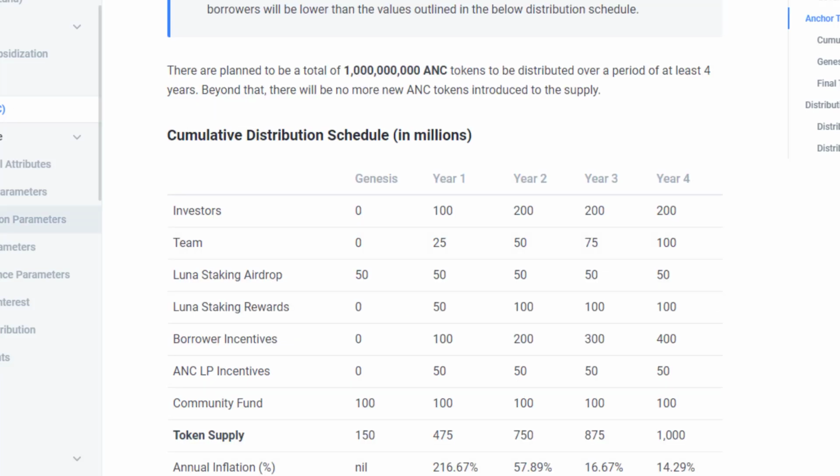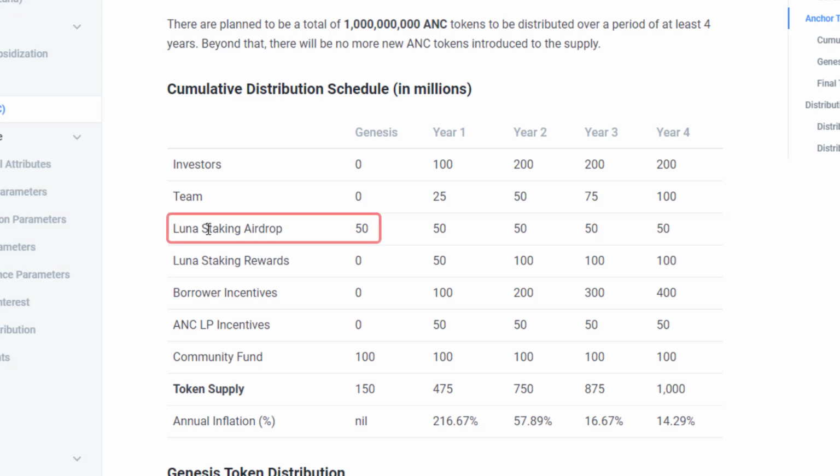Now, in terms of the token supply, there's going to be a total of 1 billion ANC tokens, which are distributed over a 4-year period. Initially, 50 million of the tokens are going to Luna stakers via an airdrop, and another 100 million are going to be locked up in a community fund. And within the first year, the inflation rate is projected to be 217%, and the lion's share of these tokens are going to be used to bootstrap activity on the platform in the form of incentives and rewards.